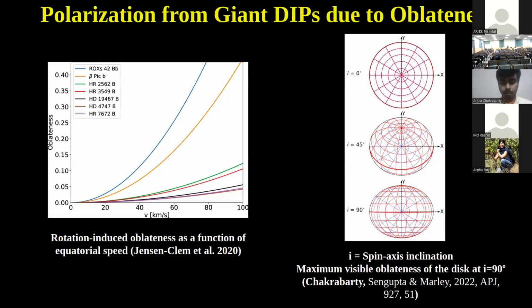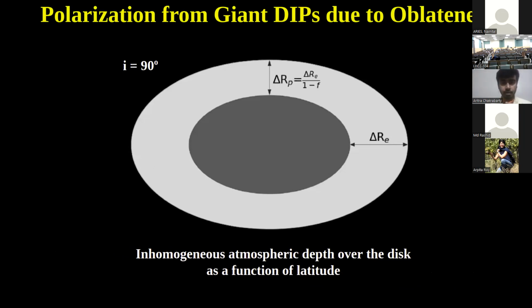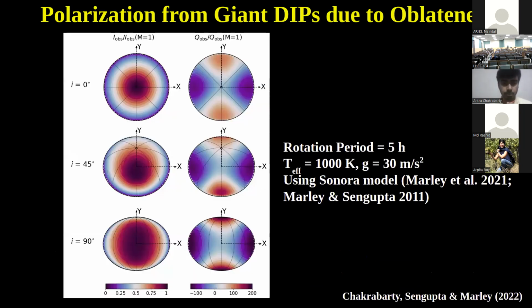So this is our recent work in 2022 in the ApJ. For the 90 degree case, the total atmosphere can be considered as an oblate spheroid shell, where the depth at the equator is more than the depth at the pole. This one shows the polarization pattern and the intensity pattern across the disk for three different axial tilts. You can see for 90 degrees, the polarization across the azimuthal direction shows maximum asymmetry. That's why when you integrate over the disk, it is non-zero.